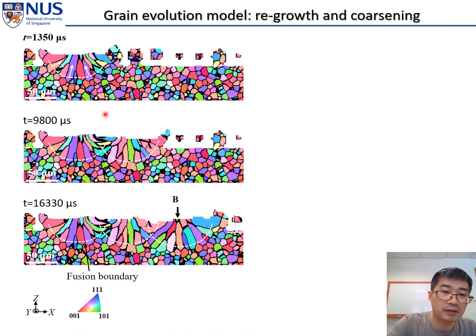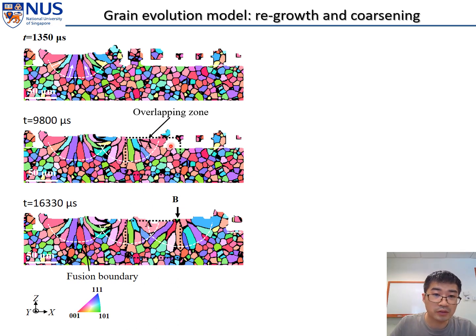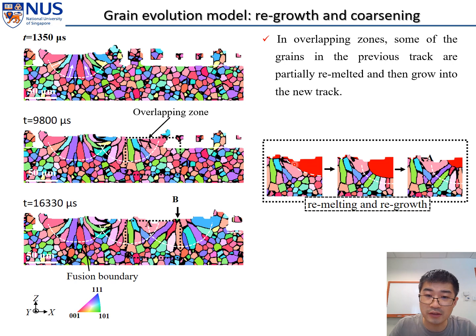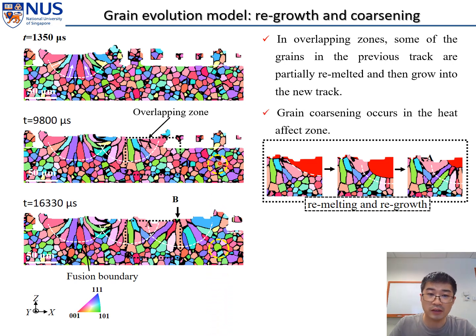So this is the first track, second track, and third track. So these are the fusion boundaries. And so we can find the overlapping zone like here. We enlarge it, and you can see this pink grain will partially remelt and then regrow into the new track. So this is remelting and regrowth. And also here you can see this grain, it's far from the molten region, but it becomes coarsened because of the heat effect.